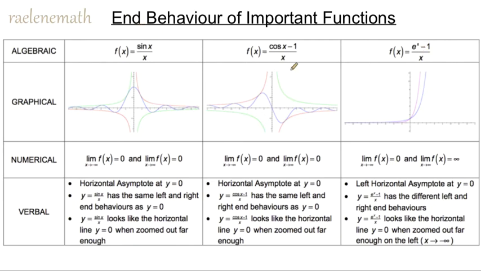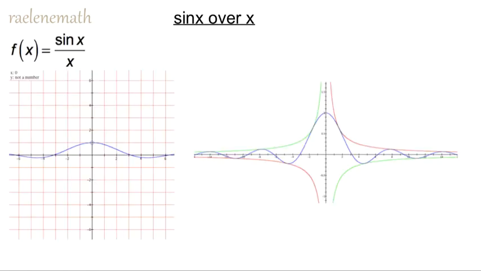Now the end behavior is specifically as x approaches positive infinity, or as x approaches negative infinity on the graph. We're interested in knowing what the behavior is of the function. What height does y approach? Does y approach a finite height and therefore have a horizontal asymptote, or does y approach infinite heights? So we'll take a look at the first function.